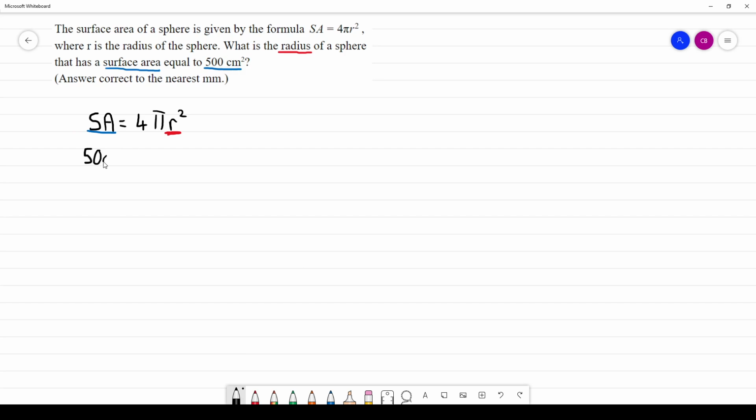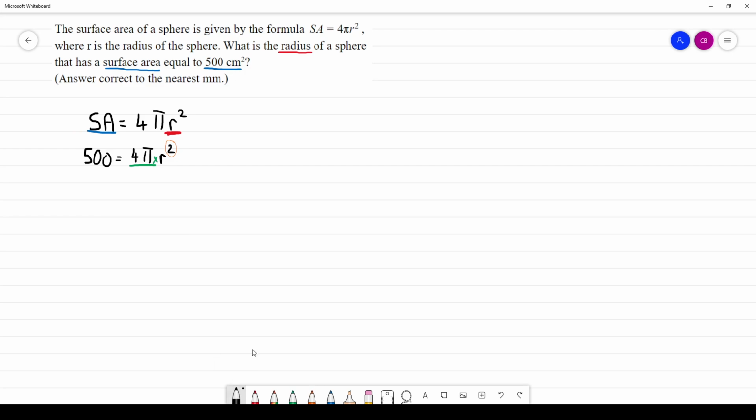Let's sub in 500 for surface area. So 500 equals 4 pi r squared. And r is what we want to get on its own, so we've got to do a bit of algebraic rearranging. We've got a few things that are happening to r. We've got a 4 pi, which is a multiplication in between them, and we've got this squared up here.